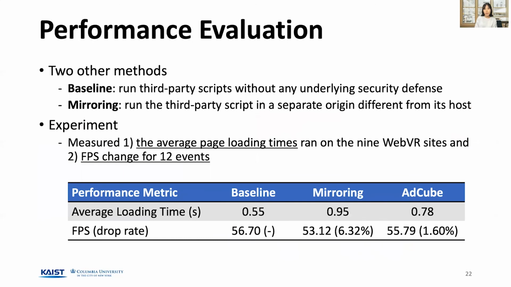For performance measurement, we compared AdCube with two different methods. First, the baseline approach is to run third-party scripts without adding any security layers. Second, the mirroring approach leverages the same origin policy enforcement of the browser by generating a guest page with a different origin from the host page. We evaluated the performance of the three approaches in terms of page loading time and frames per second.